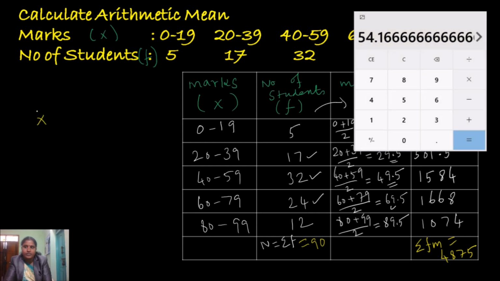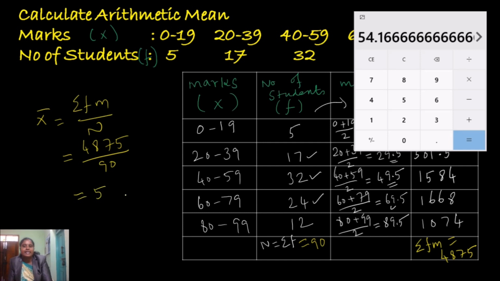So x bar is equal to sigma fm over n. Sigma fm is 4875 and we get the value of n as 90. When we divide 4875 over 90, we have 54.17. So the arithmetic mean for the given set of observations is 54.17.